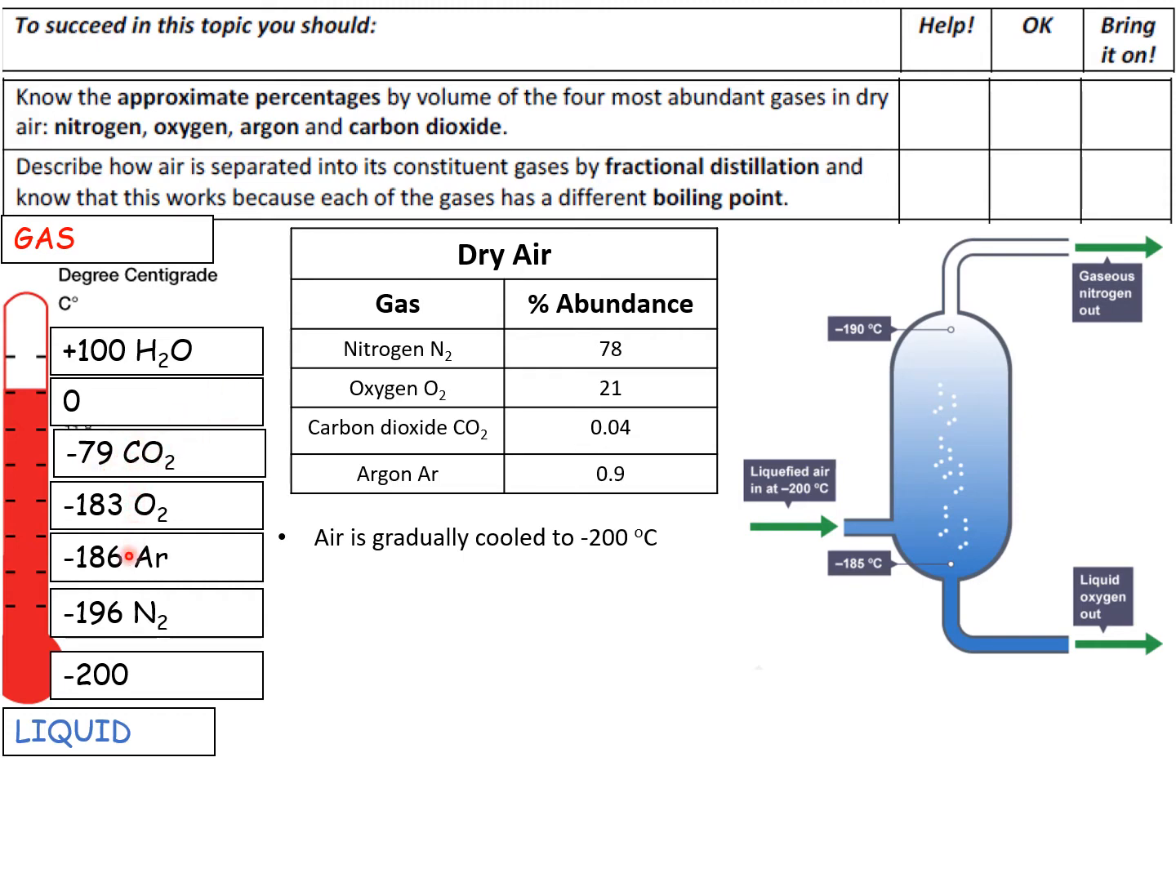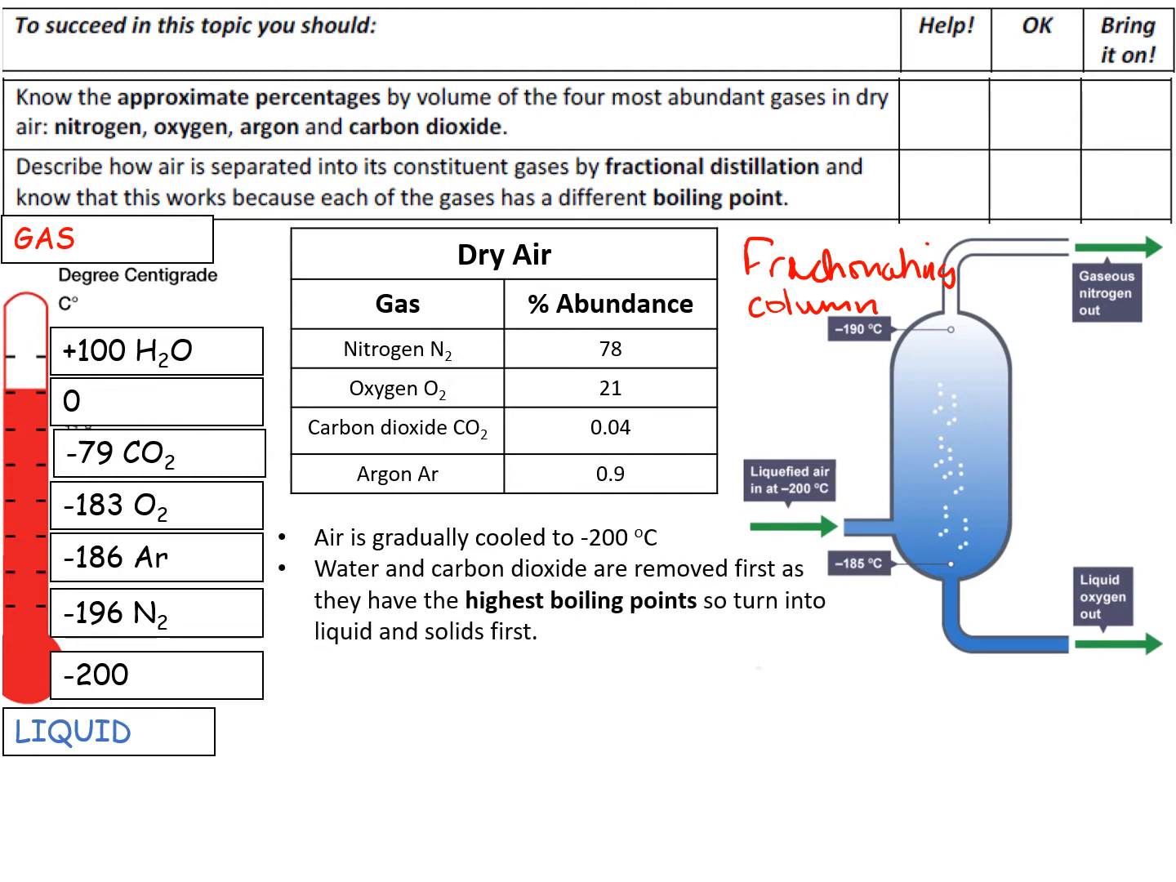As we keep going down, your oxygen, argon and nitrogen will all liquefy. So we'll have a liquefied mixture of these three gases. And those three gases we can put through what we call a fractionating column. A fractionating column. I'll just write it at the top there. Now, these are the steps to what happens.